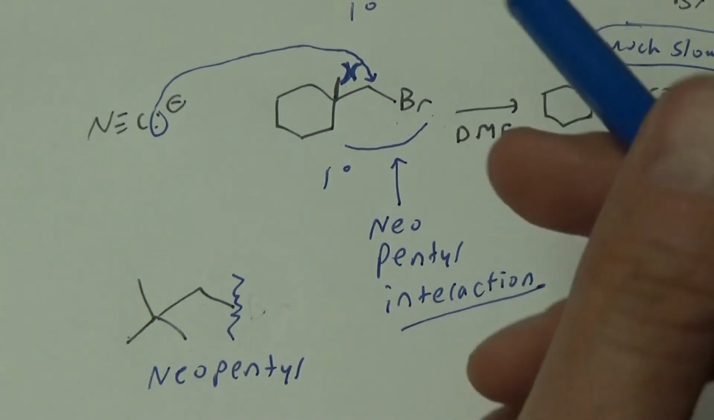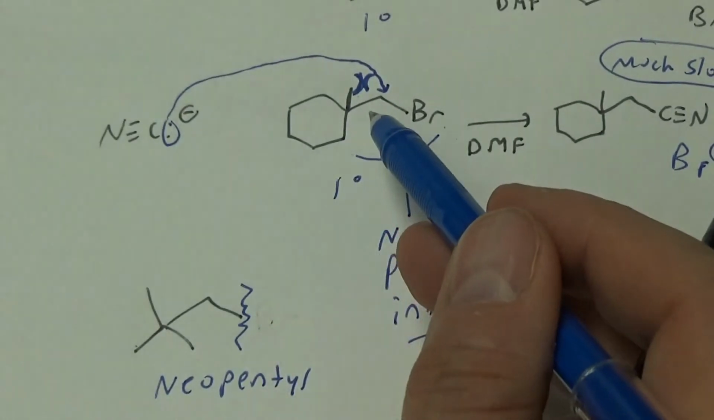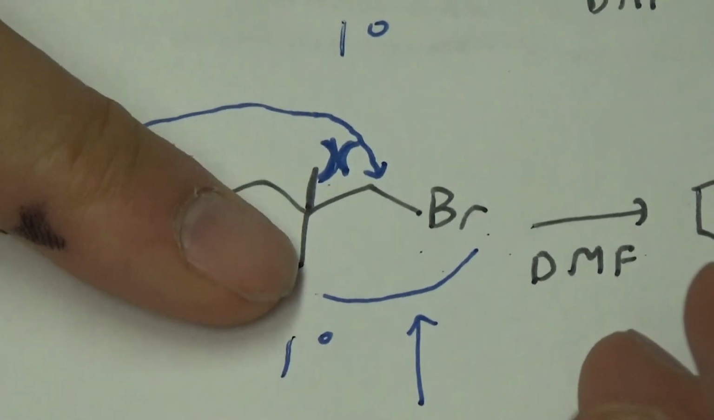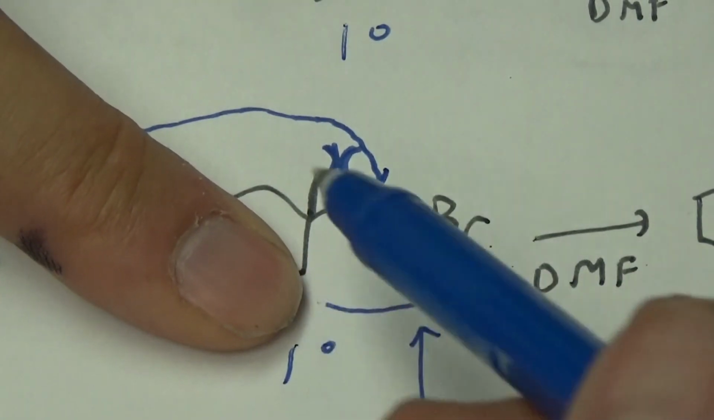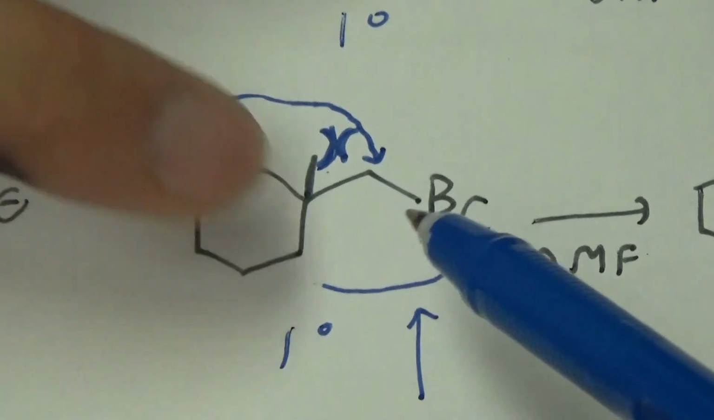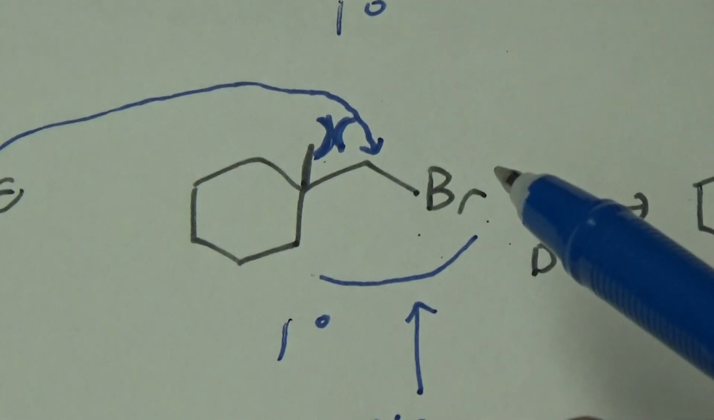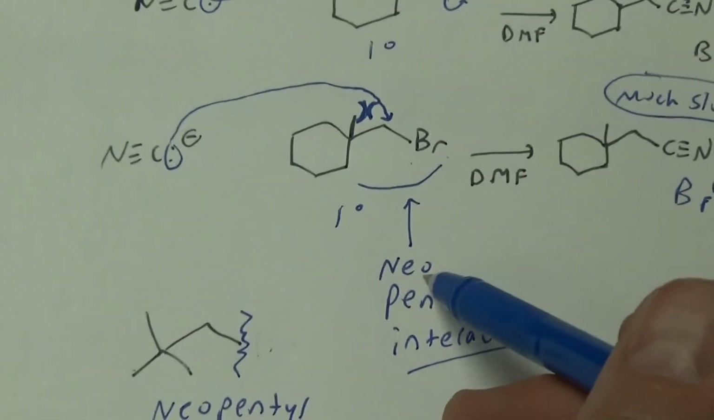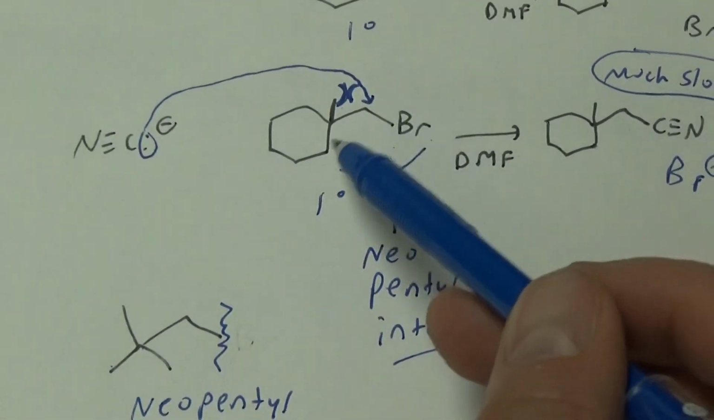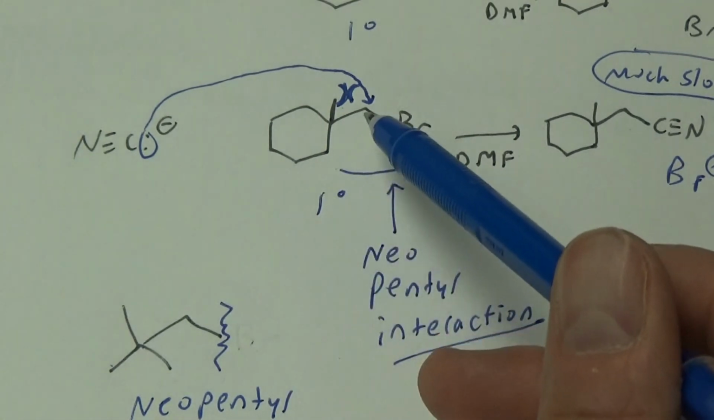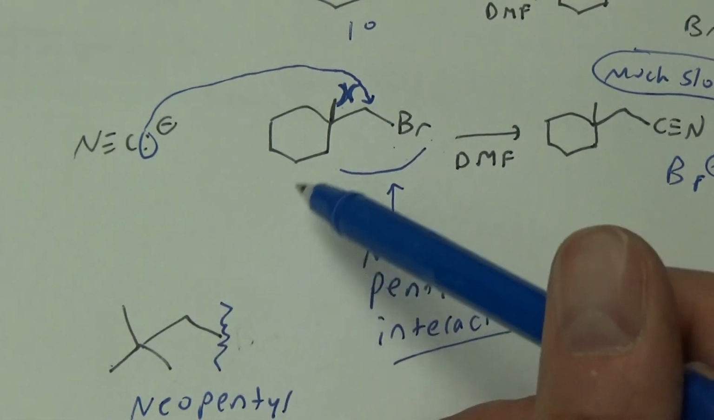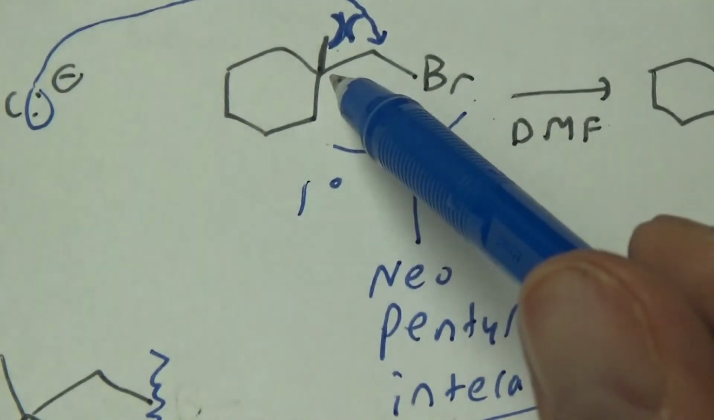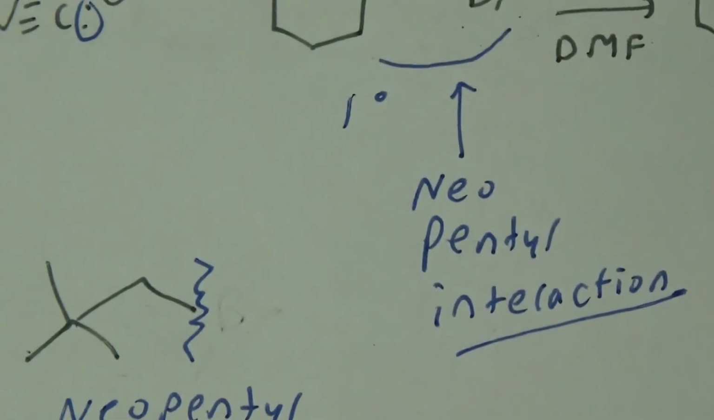And this sort of arrangement here, if you kind of cut out the ring, it sort of looks like Neopentyl, right? It kind of looks like 1, 2, 3, 4, 5. So there's 5 carbons, and that's Neopentyl. And anyway, when you hear people saying that an SN2 reaction is slowed due to a Neopentyl interaction, it basically means you have extensive branching next door to the carbon with the leaving group.